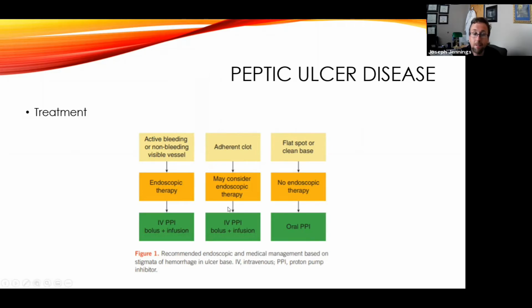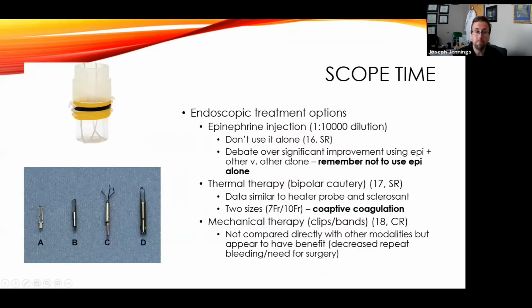The adherent clot really depends on if you're going to be brave enough to pull the clot off and see what's underneath it, if it's in a good spot. What ultimately was under the clot will decide whether or not it falls into the endoscopic therapy arm or the no therapy arm.